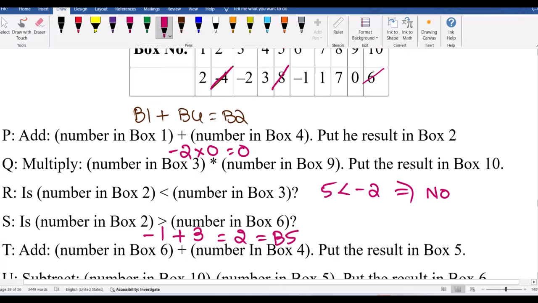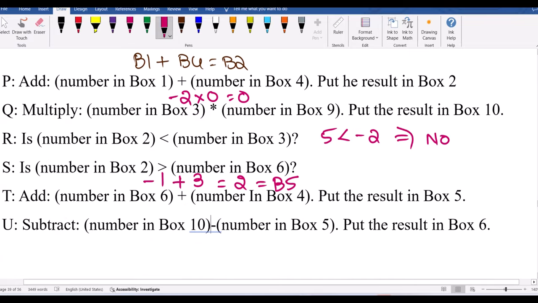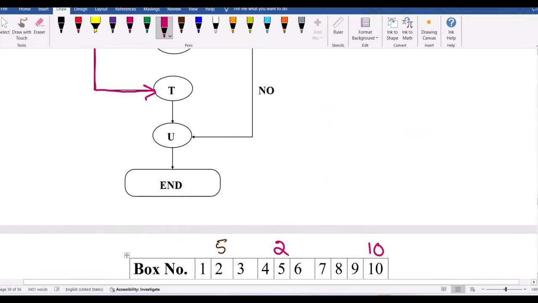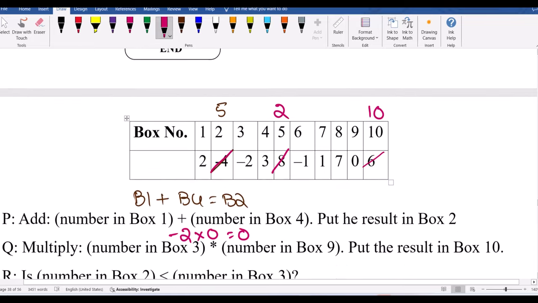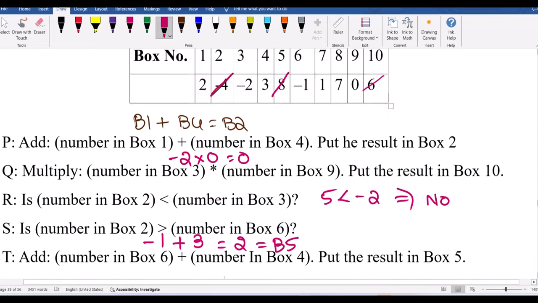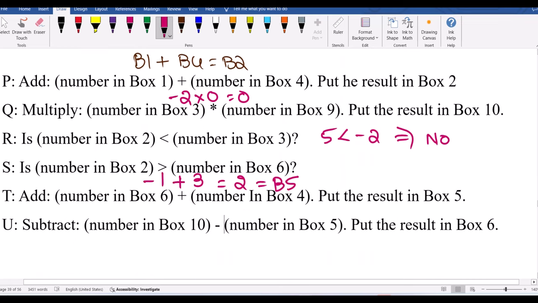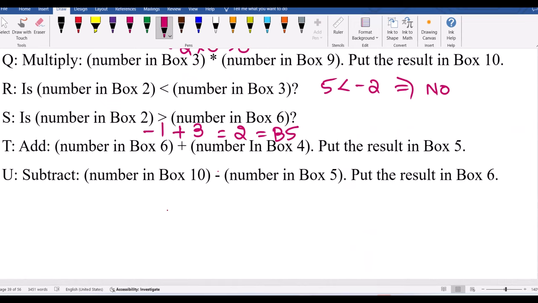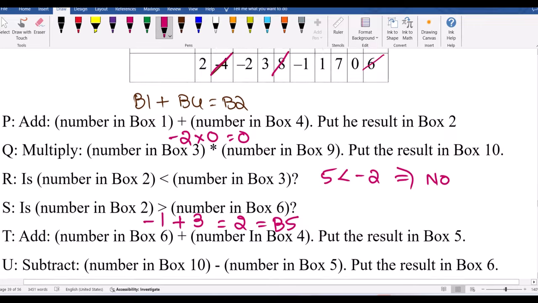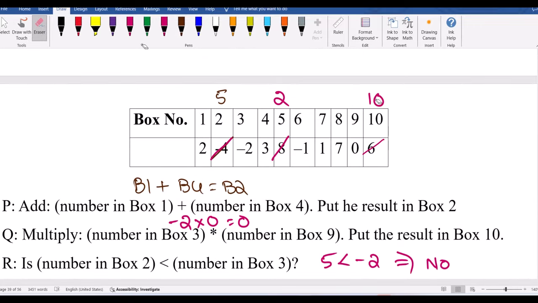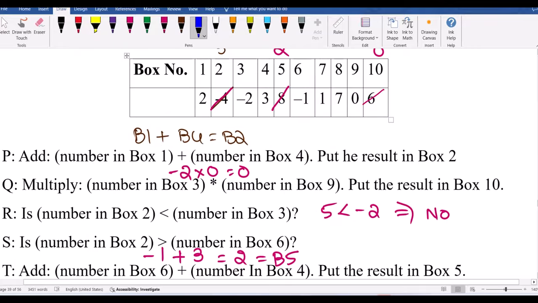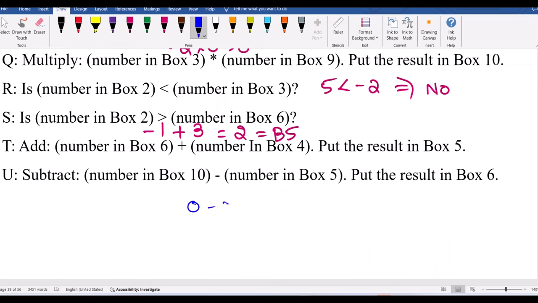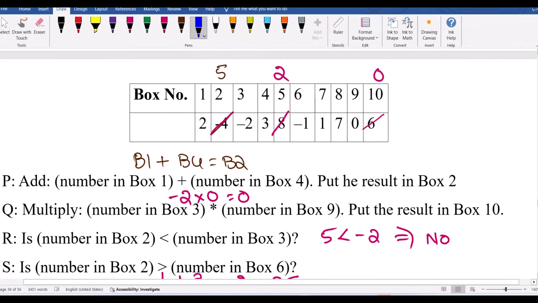After this, U must be done. Okay, just check it out. After T, U must be done, then end. U is what? Box 10 minus box 5. Box 10 is having 0, right? Box 10 is 0. 0 minus number in box 5, which is 2. So 0 minus 2, the result is minus 2. Update that in box 6. So now this chart is completed. Okay, minus 1 becomes minus 2.